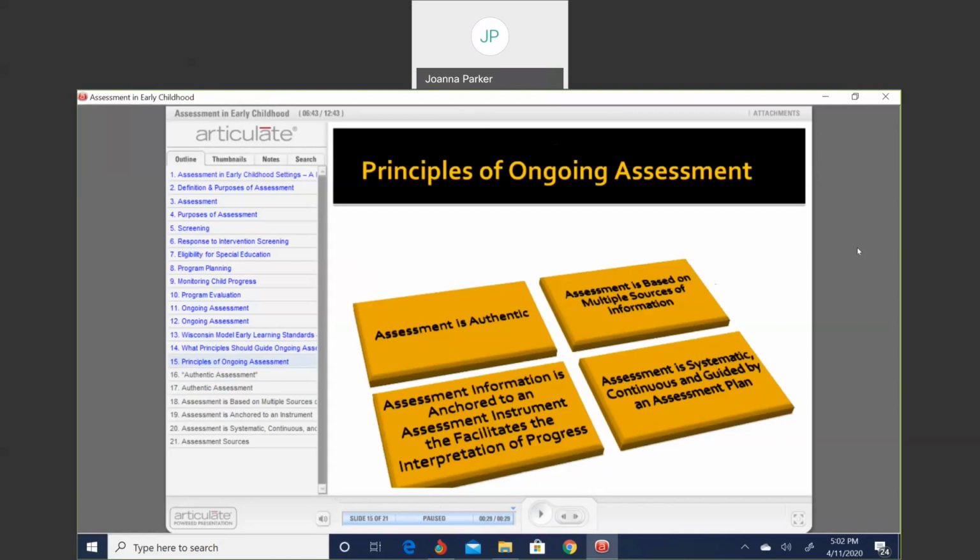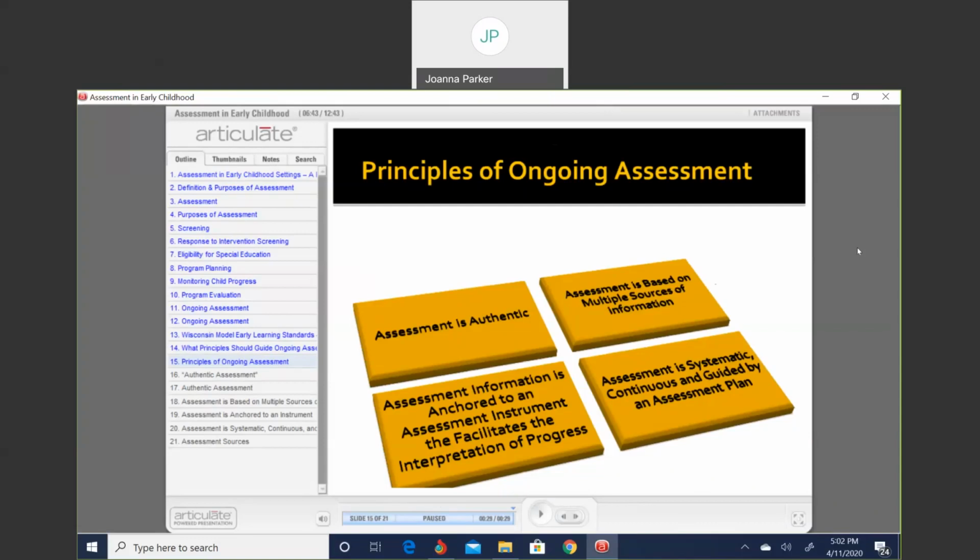So as we've been talking about the different ways of documenting your observations, right, that you are using those different strategies, that you're observing the child over time. So it's not just at one particular time of the day, or doing one specific kind of activity. Also, we want to make sure that we are talking to families and gathering assessment information from other people.